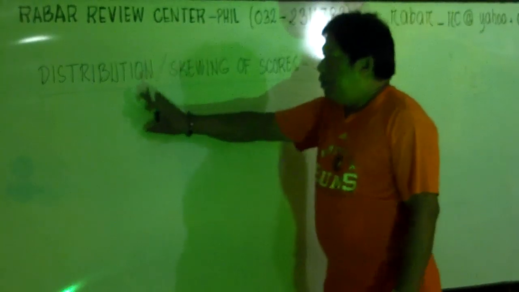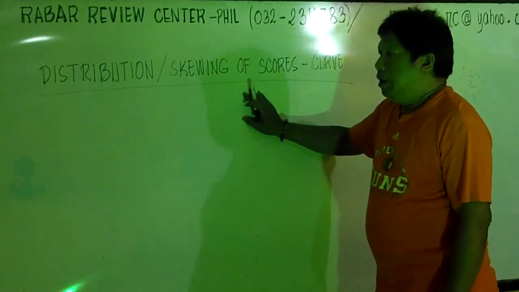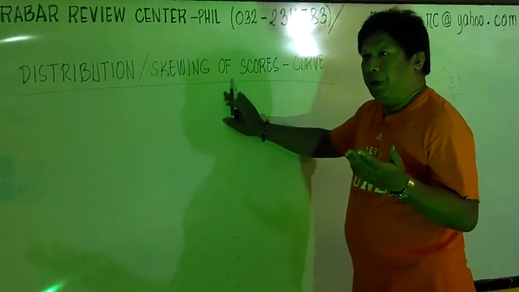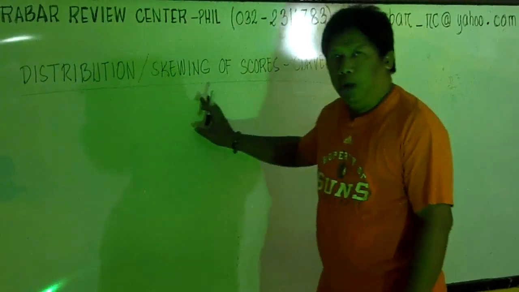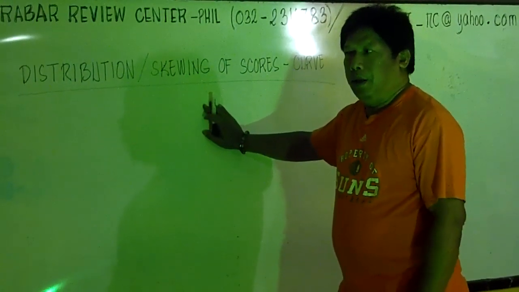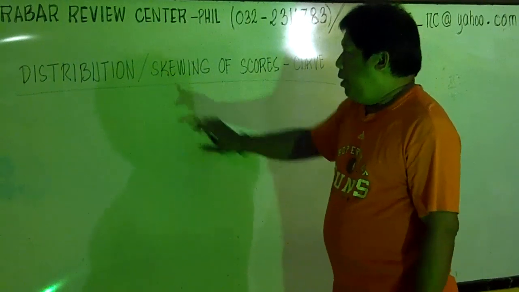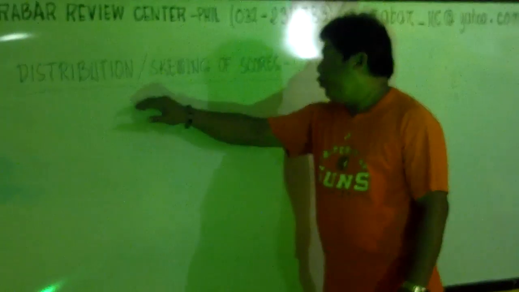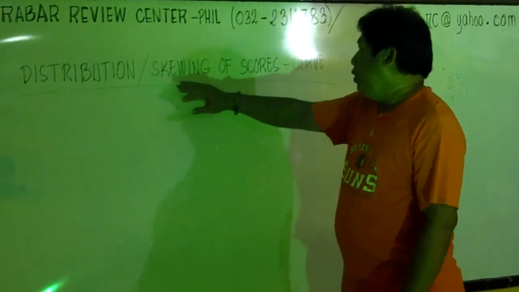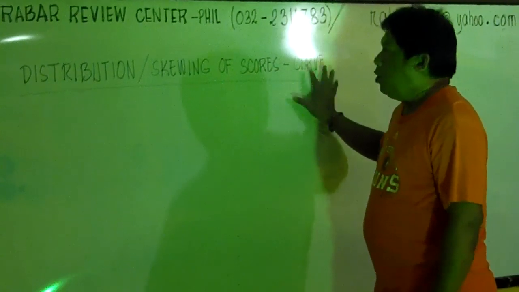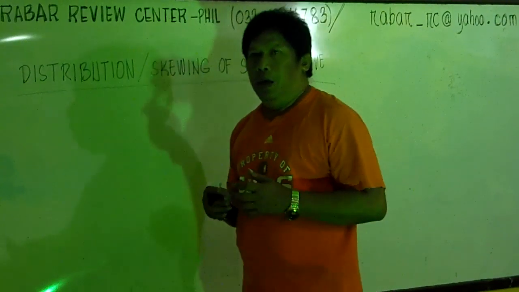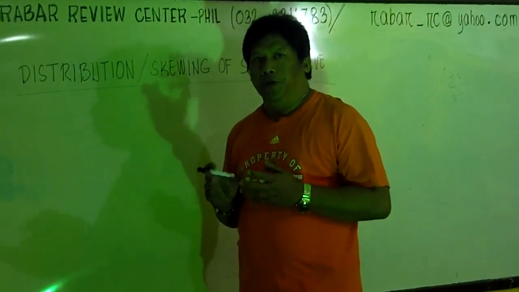This is a continuation of the discussion regarding growth and development. The previous discussion was all about the growth and development of a child, all about theories of growth and development. Now, this is all about distribution and scoring of scores. This is more on the mathematical view. So we are going to analyze how the class scores are distributed.